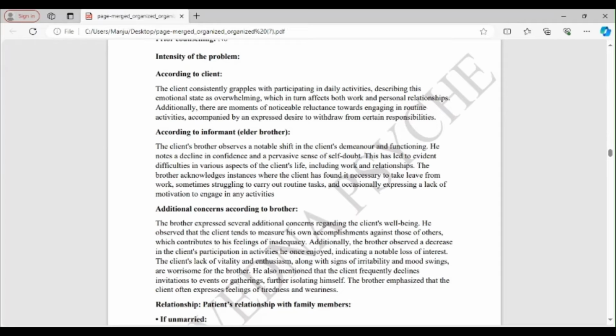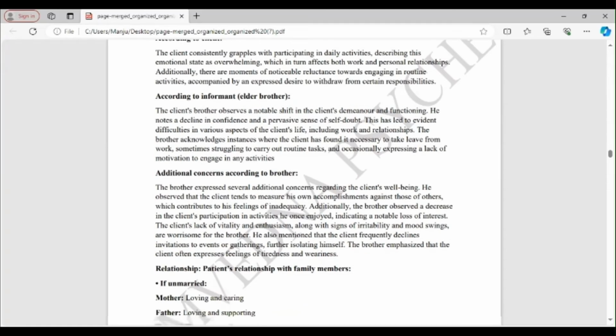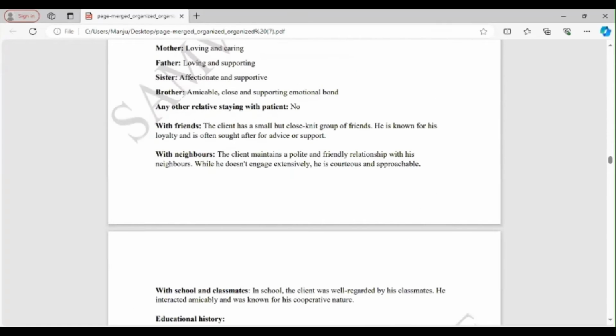Relationship of the patient with family members, if unmarried, with mother, father, sister, and brother. Any other relative staying with the patient or not? The relationship with friends, the client has a small but close-knit group of friends. He is known for his loyalty and is often sought after for advice or support. With neighbors, the client maintains a polite and friendly relationship with his neighbors. While he doesn't engage extensively, he is courteous and approachable.